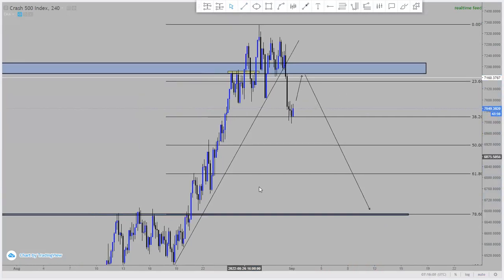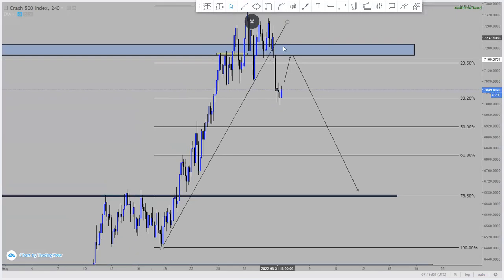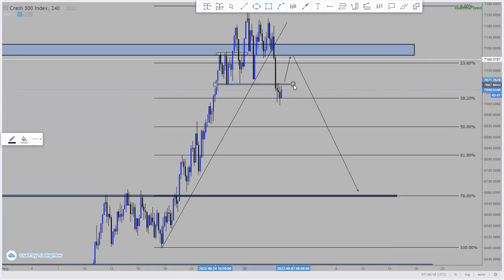So one could have entered immediately after the breakout here. Obviously, on a smaller time frame, the 15 minute or your 30 minute or 1 hour, you could have entered your sales immediately after the breakout. You could have got a few sales because you could have used this area here as your first target for the sales that you could have taken. So selling there, target here, target has been reached.